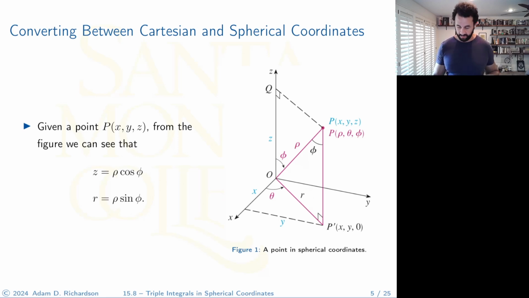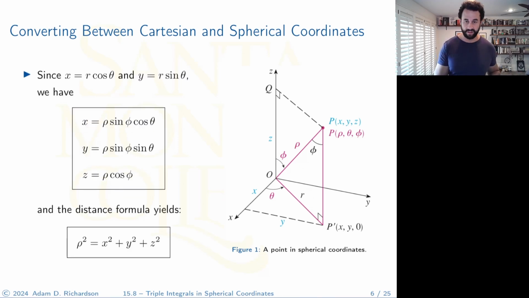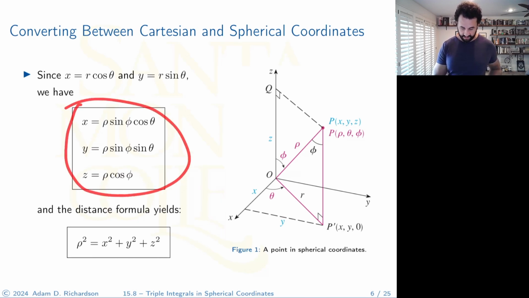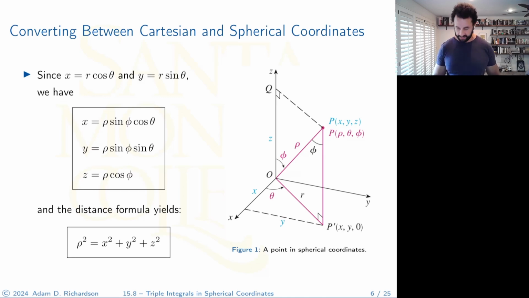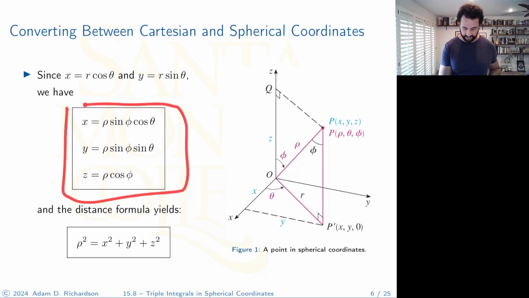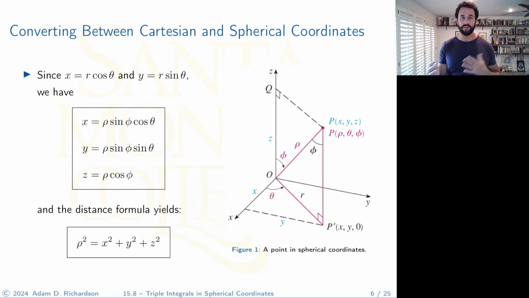So that's the setup. We've got z, now we just need to get x and y. Remember that we know x is given by r cosine theta, just from polar or cylindrical coordinates, and y is given by r sine of theta. Since we just found a formula for r, we can substitute it into these equations where you see r, and that gives us these equations right here. So this box right here contains the equations that let you convert between Cartesian and spherical coordinates.